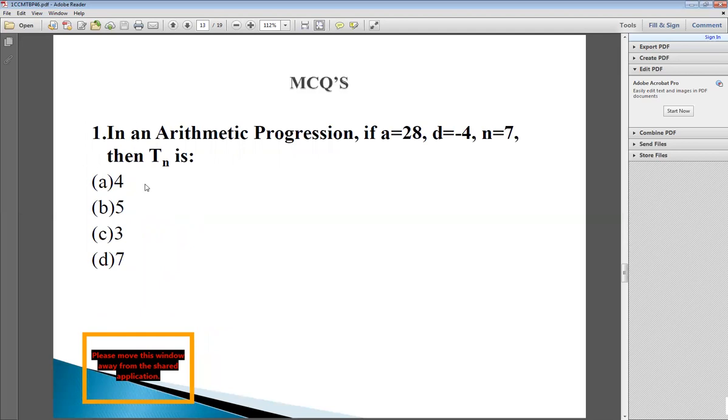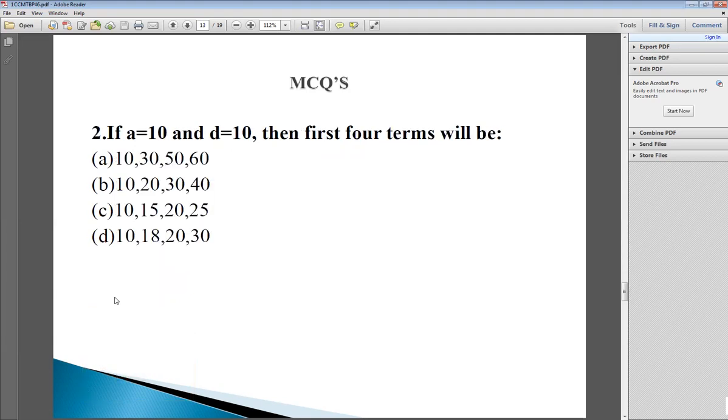Here they have given some MCQ questions that you need to calculate. In an arithmetic progression, if the value of a is 28, d is minus 4, n is 7, after calculating, we should say what the answer is. And the same for the second also. If the value of a is 10 and the difference is 10, then what are the first four terms? You know the standard form of a series: the first number is a, the second is a plus d, then a plus 2d, a plus 3d, a plus 4d. So for the first terms we need to calculate. Write the standard form, substitute the values of a and d, then decide what the answer is.